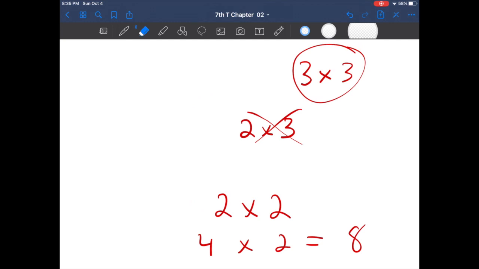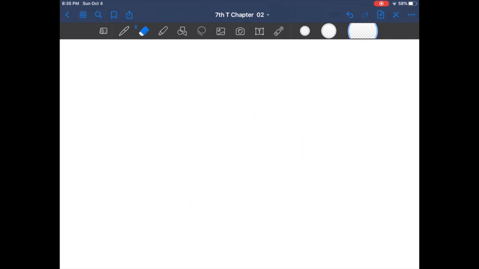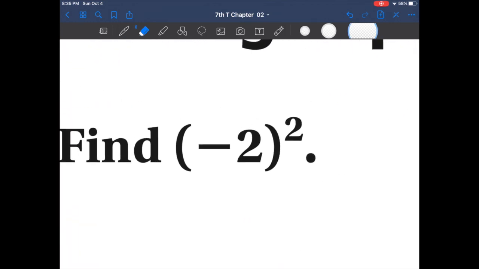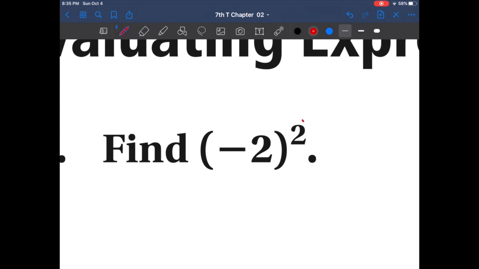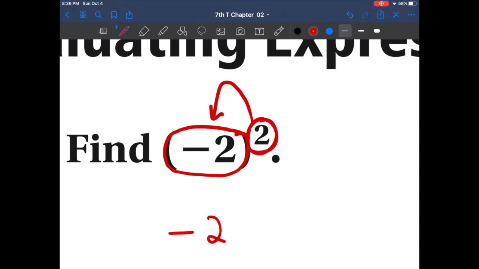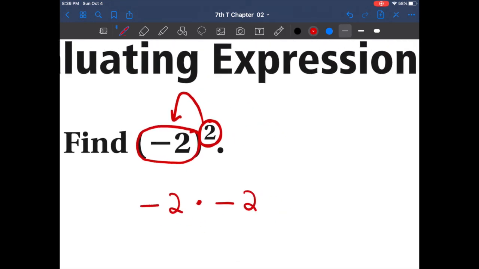Just to clarify some rules of exponents, all right? So now let's jump in. What is this telling me? So this 2 is telling me I have 2 of these. 2 of what exactly? 2 of everything inside the parentheses. So that's -2 times -2. So what is -2 times -2? That's going to give me a +4. A negative times a negative is a positive, right?